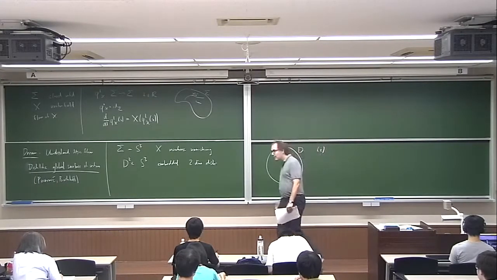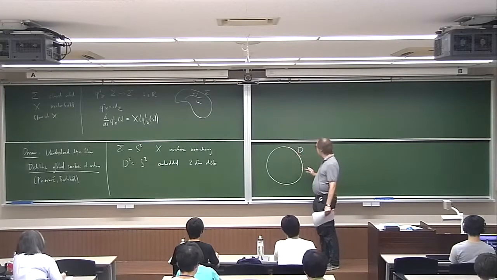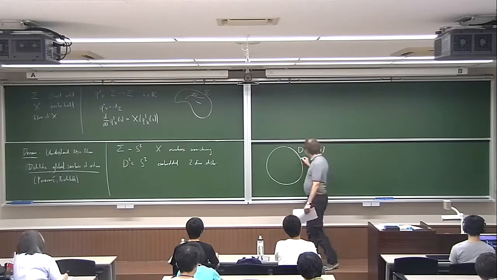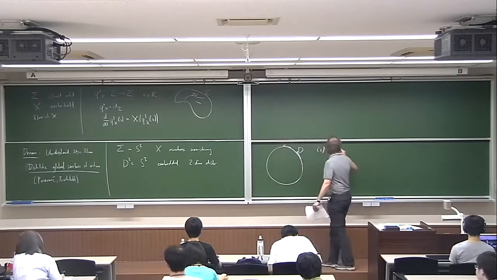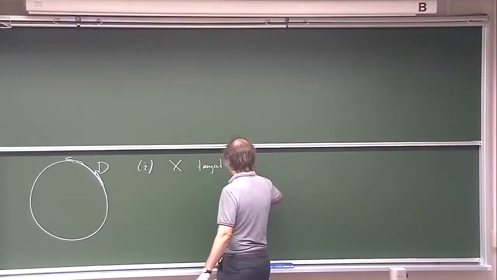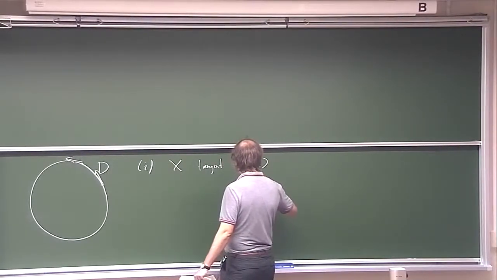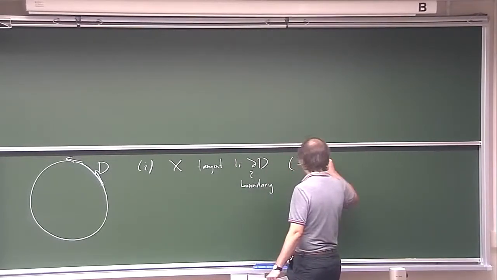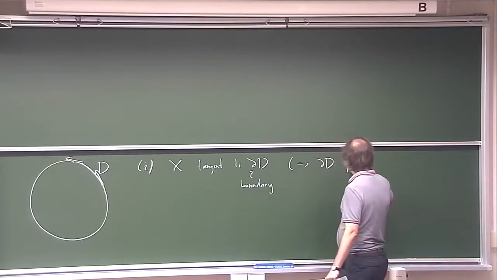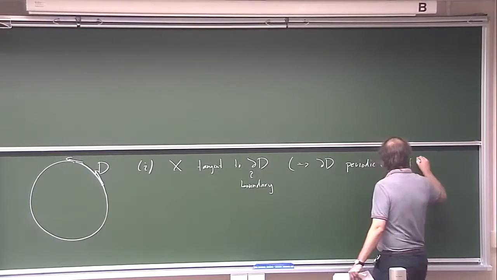So first, at the boundary the vector field is tangent. That means that the boundary is actually a periodic orbit. So we have the vector field here at the boundary like this. So X is tangent to the boundary of D. That means the boundary of D is a periodic orbit of X.